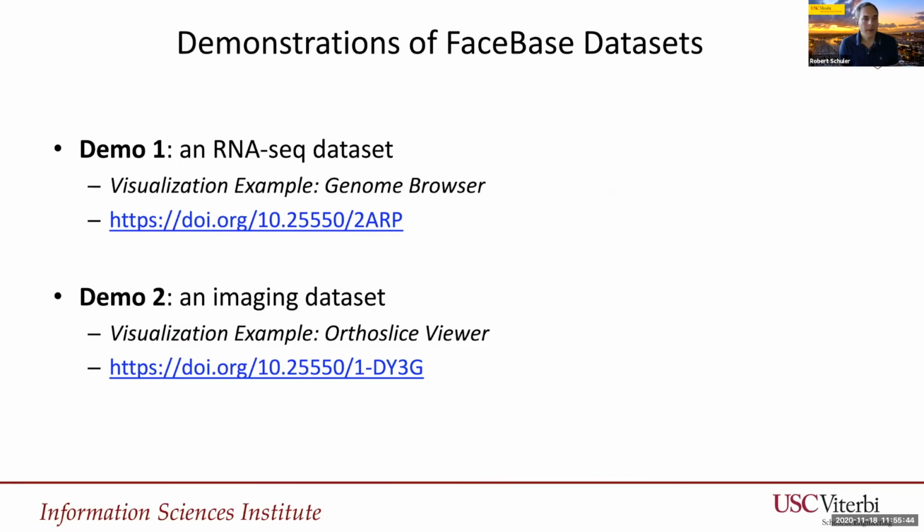Okay, so I'm going to switch gears here, and I've got two data sets that I would like to show. The first one being the RNA Seq data set, and as part of it, it has a Genome Browser baked into it. And then the second one is an imaging data set, and that one has the OrthoSlice viewer. So let me just switch over to that.